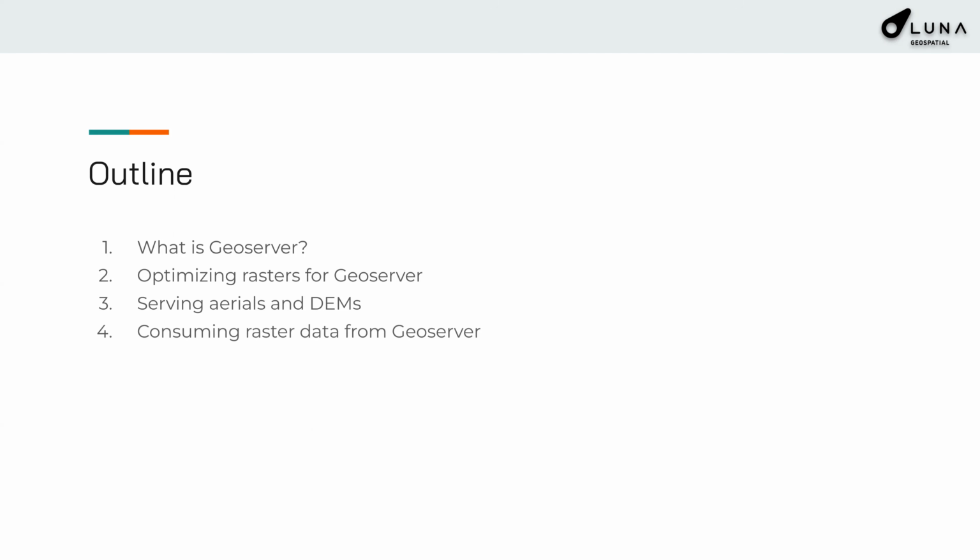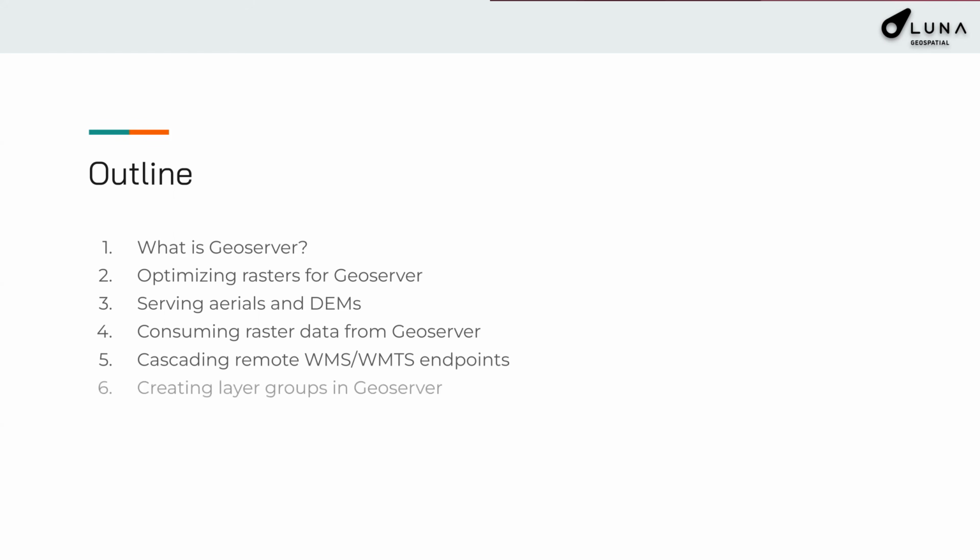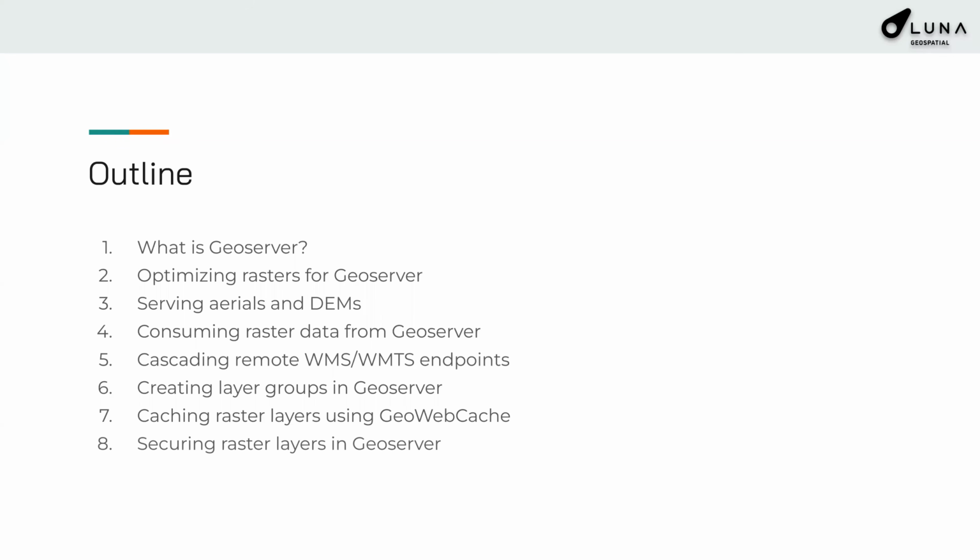When we actually serve this up, we're also going to talk about cascading remote WMS and WMTS endpoints, which is something really cool, especially once we get to the next topic, caching raster layers. Before that, we'll talk about layer groups in Geoserver, where we can combine vector and raster data sets together and serve that out as a product. Close to the end, we're going to talk about securing raster layers in Geoserver, the different types of security that you can set up, and a little bit of a live demo just to keep everybody happy. And lastly, of course, a little bit of Q&A.